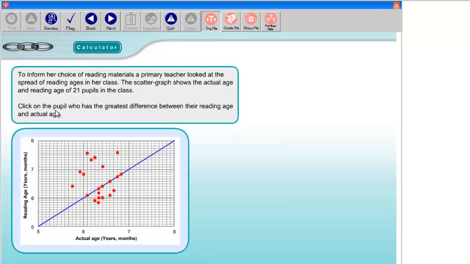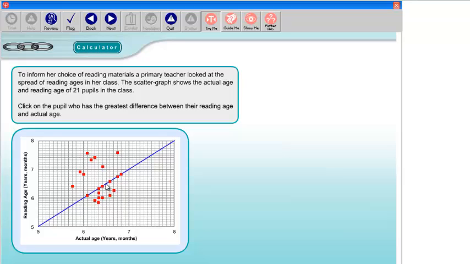Now we're being asked to click on the pupil who has the greatest difference between their reading age and actual age. Last time we were interested in this blue line, and any student on that blue line had a 0 difference between their reading age and their actual age. This time we want the student who is furthest away from this line, because we want the greatest difference between the reading and actual ages. So we're looking for a big distance, so it's not going to be any of these students, because the dots over here representing the students are much further away from the line. So the one that's furthest away is actually this one.